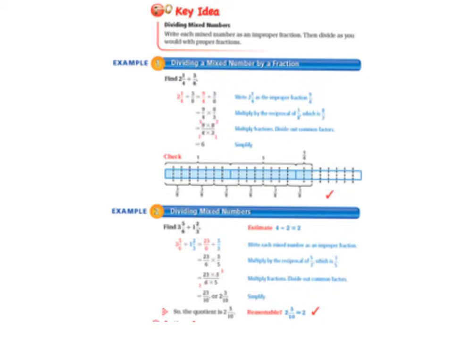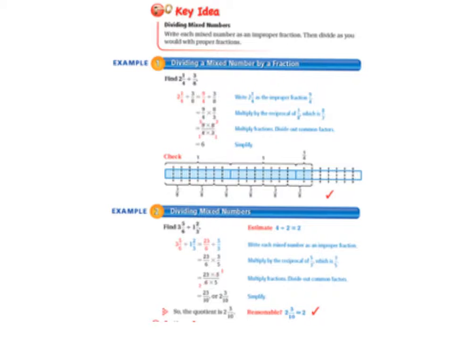Take a moment to write the key idea at the top of page 72 in your math notebook. Let's read it together. Dividing mixed numbers. Write each mixed number as an improper fraction, then divide as you would with proper fractions. Let's take a look at example 1, dividing a mixed number by a fraction.